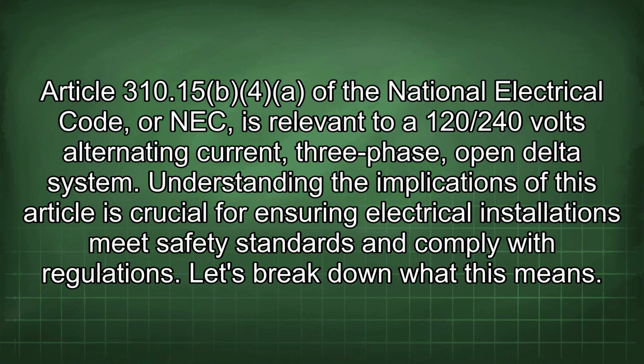Article 310.15 B4 of the National Electrical Code, or NEC, is relevant to a 120/240 volts alternating current three-phase open delta system. Understanding the implications of this article is crucial for ensuring electrical installations meet safety standards and comply with regulations. Let's break down what this means.